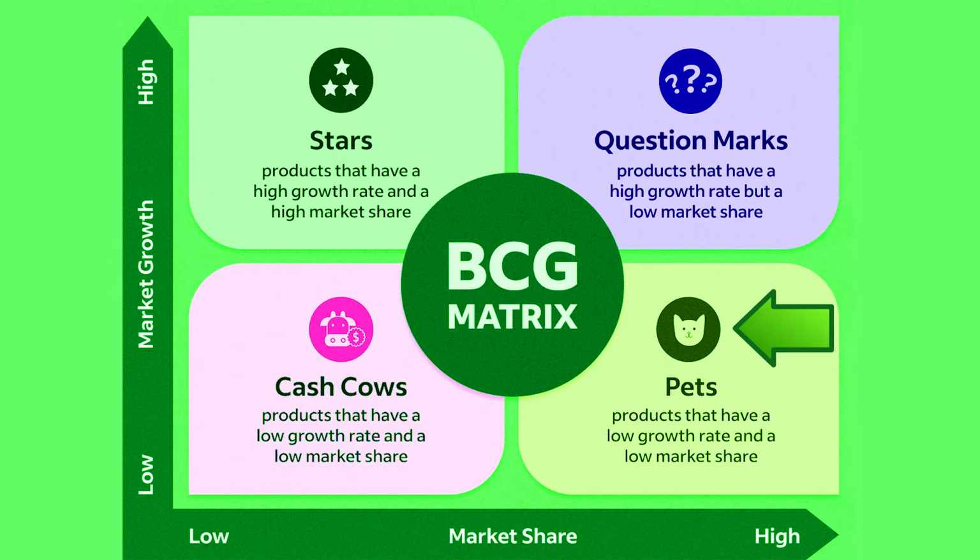And finally, on the lower right quadrant, we have dogs. And dogs are products with both a low market share in low growth rate markets. They generate enough cash to sustain themselves, but are often not significant sources of any revenue for the company. In many cases, they might even consume more cash than they generate, and that's why dogs are often candidates for divestiture.